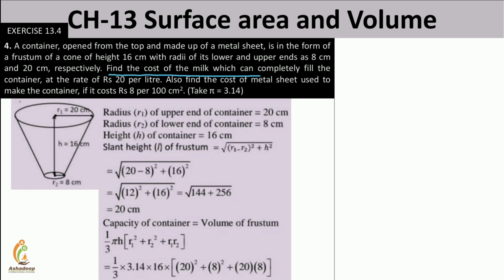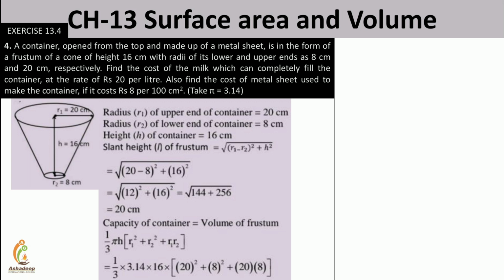Find out the cost of the milk which completely fills the container, at the rate of 20 rupees per liter. Now, in standard 9 we already saw that if we pour something into a vessel, it is its capacity, and if it is capacity we need to deal with the volume. Also find out the cost of the metal sheet used to make the container, if its cost is rupees 8 per 100 square centimeter. If we need to find the material, it is simple, we need to deal with the area.